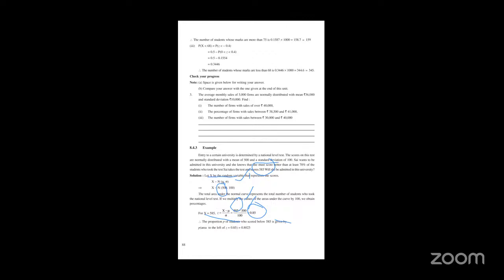we need to find out what proportion of students get lower values than 585. So the probability is the area to the left of that value. We'll take the left of the value and calculate. So when Z equals 0.85, the area can be taken as 0.8023.